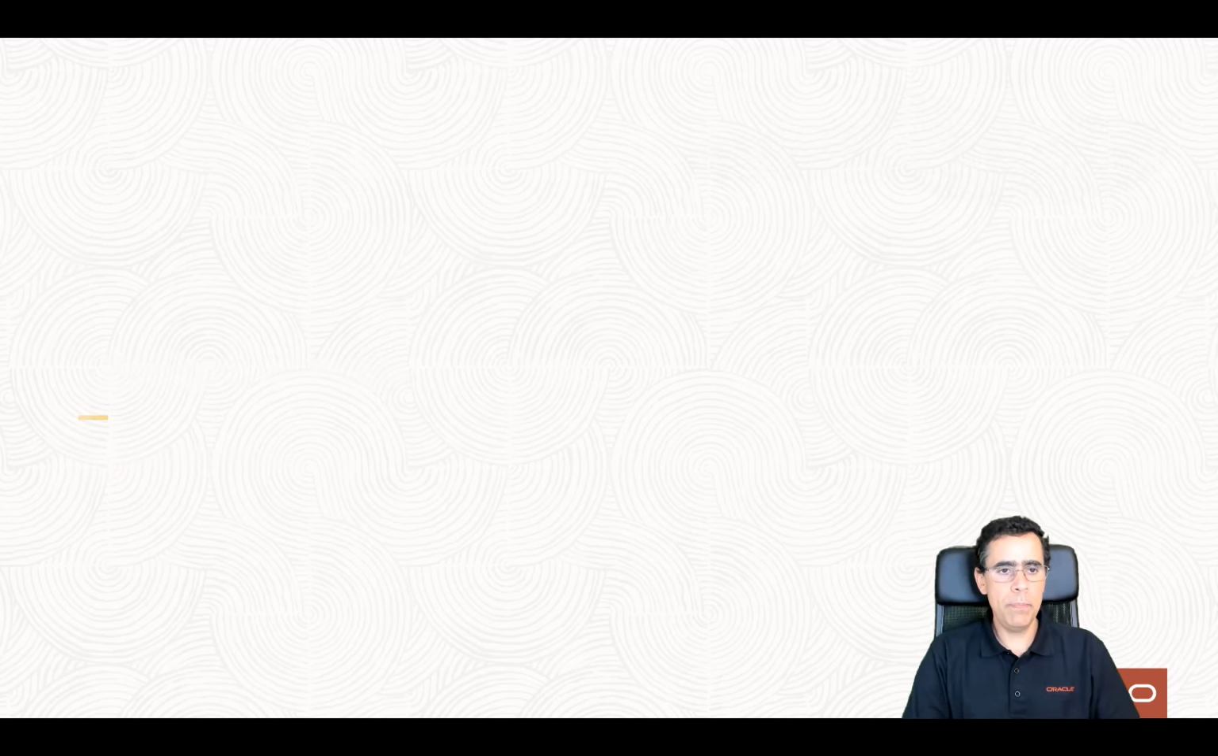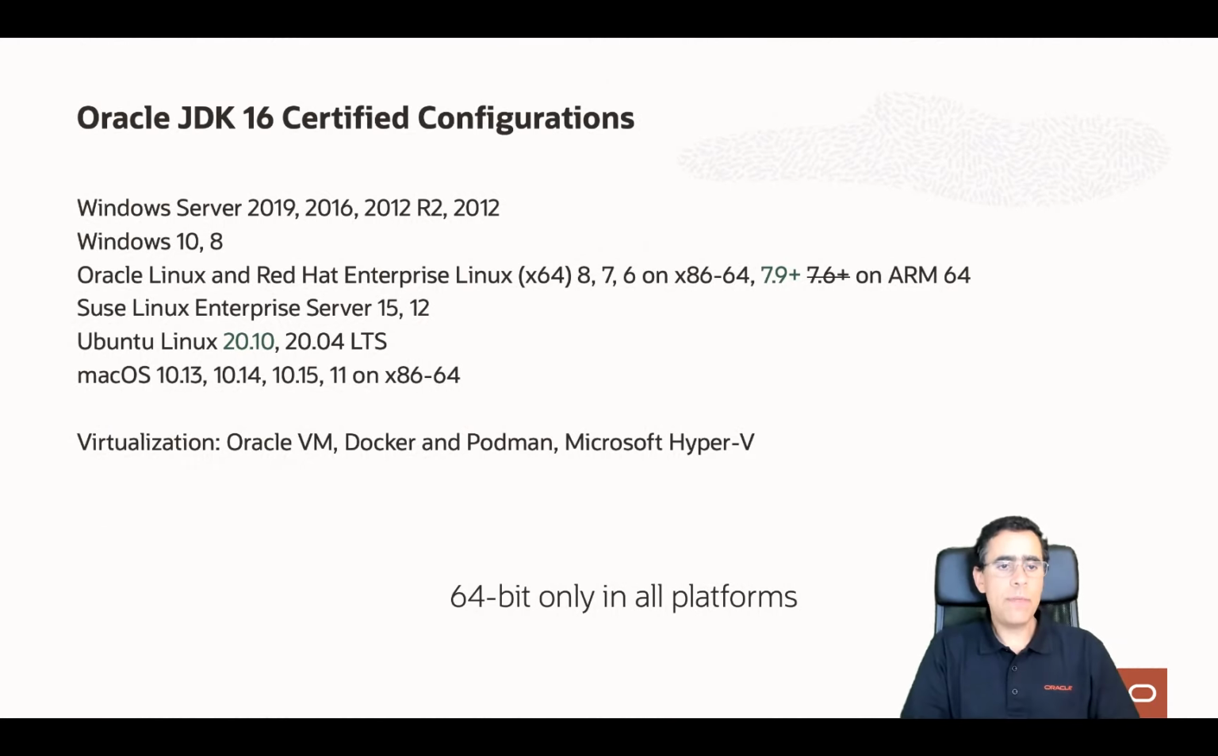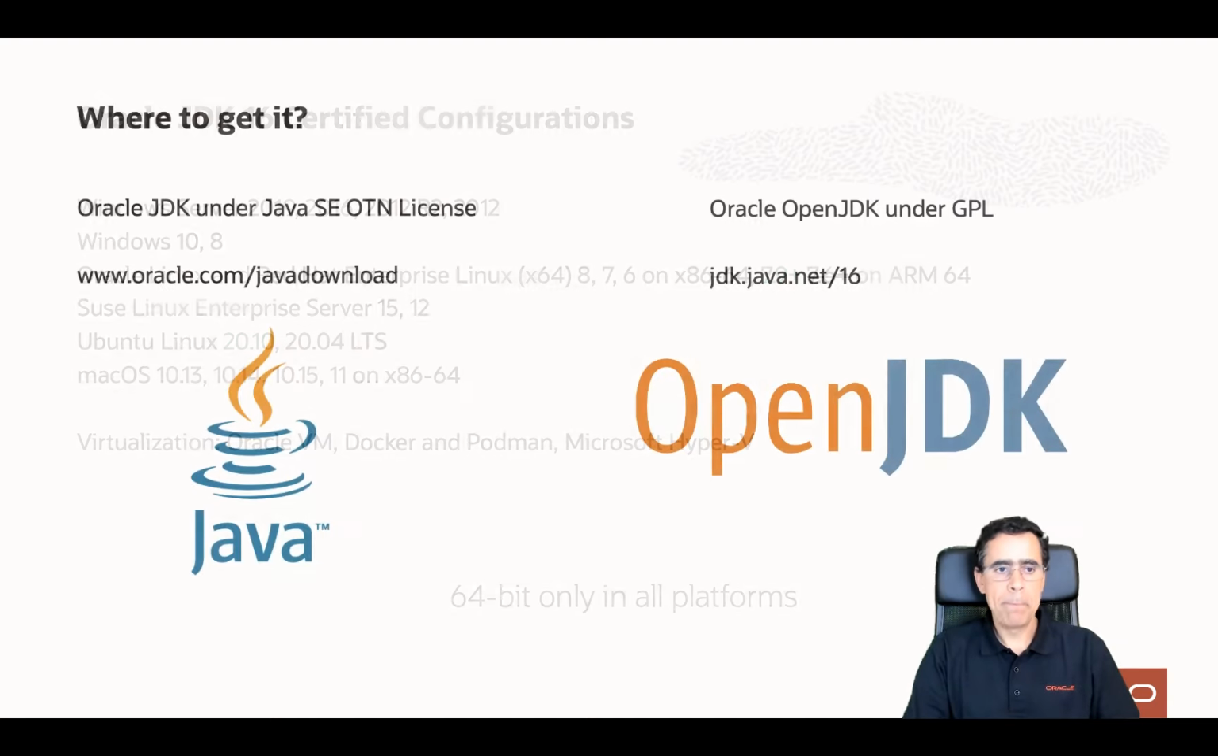Now I still have a couple of other details to cover. The list of certified configurations on JDK 16 is almost the same as the list on JDK 15. We've bumped up the minimum update of Oracle Linux and Red Hat Linux for ARM64, and we added support for Ubuntu Linux 20.10, so no surprises here.